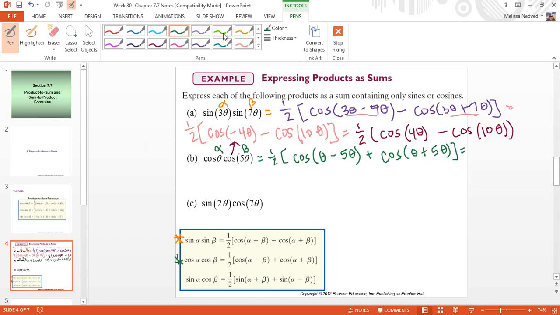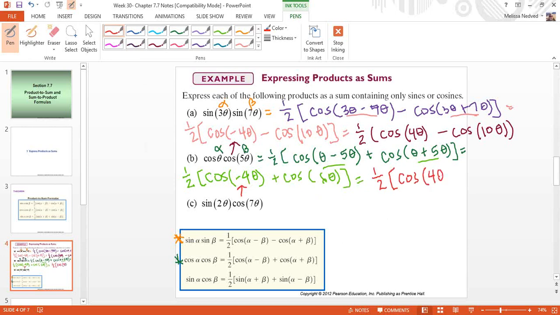Our next step, just like it was in our last example, simplify what's inside each of those angles so that 1/2 stays out front. Cosine theta minus 5 theta gives me a negative 4 theta. So hopefully you're seeing here where I'm going to have one more step where I have to get rid of that negative, plus my second term, cosine theta plus 5 theta, is 6 theta. And so my last step here will be, again, to get rid of that negative angle. We don't like negatives. Cosine is even, so a negative angle is the same thing as a positive angle. So my final answer will be that 1/2 cosine of positive 4 theta plus cosine of 6 theta.